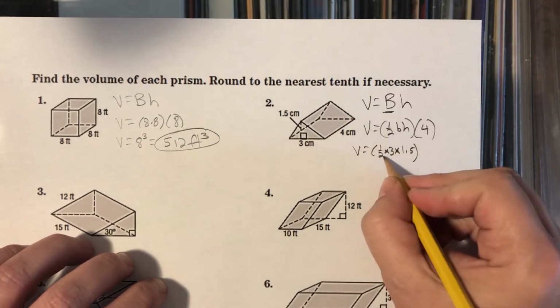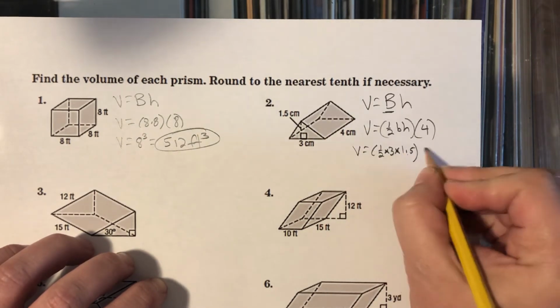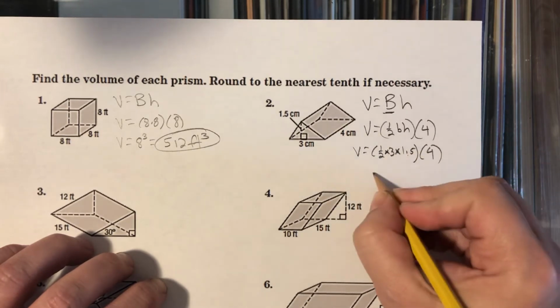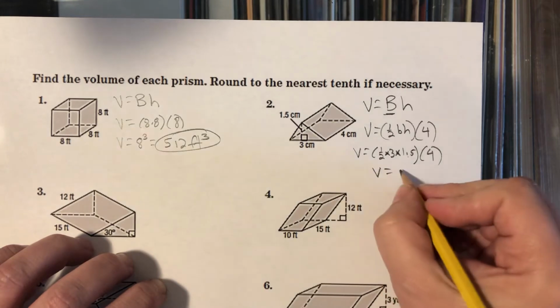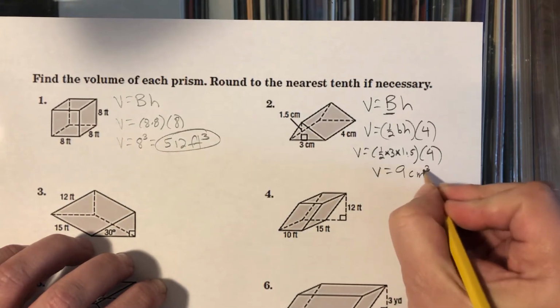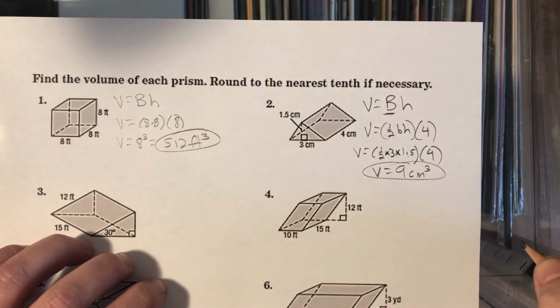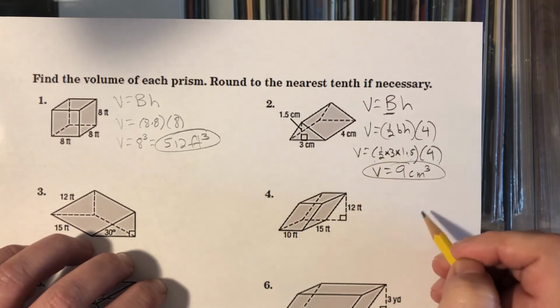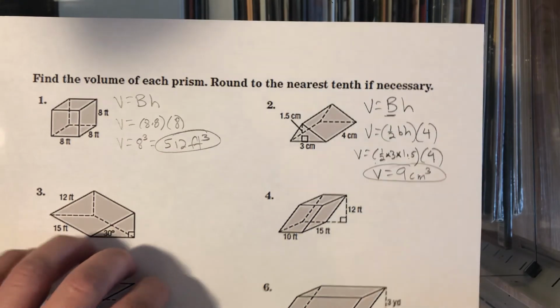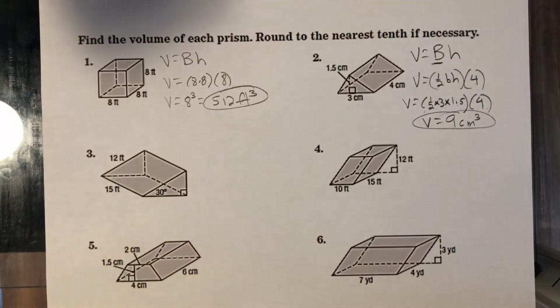And then we're going to multiply, so 1/2, the 3 times 1.5, and then we're going to multiply that by 4. So the volume of this triangular prism is going to be 9 cubic centimeters once you multiply all that on out. Okay? 1/2 of 4 is 2. 2 times 1.5 is 3. 3 times 3 is 9. All right? So let's look at our next example here.